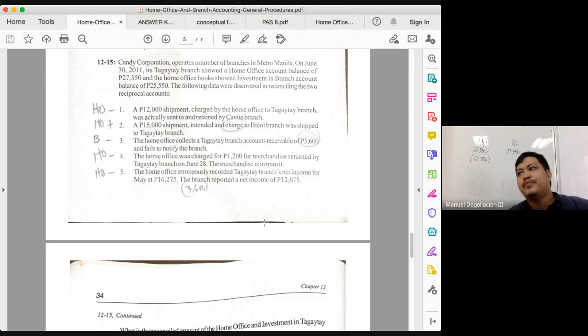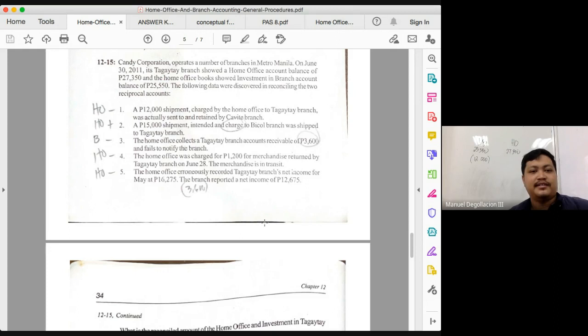It should be the QC branch. What entry should be prepared by QC branch? Debit, shipments from home office, and credit, home office. Okay, but we are not concerned with that one since we are only asked for Nova branch.